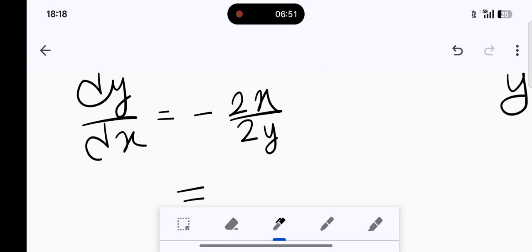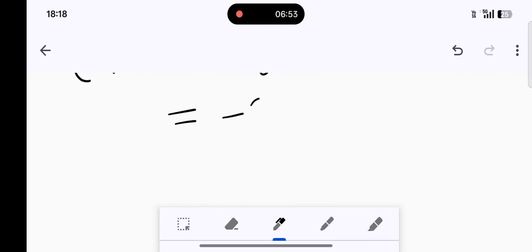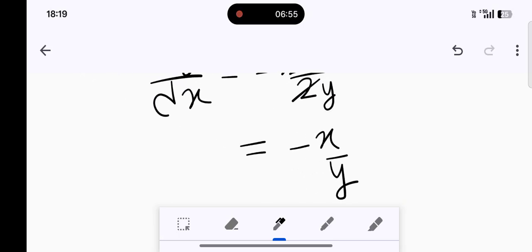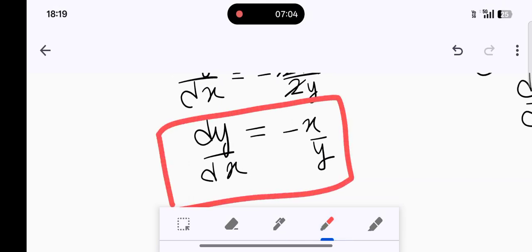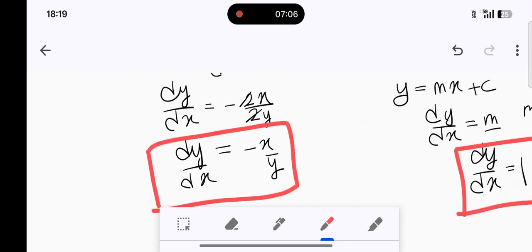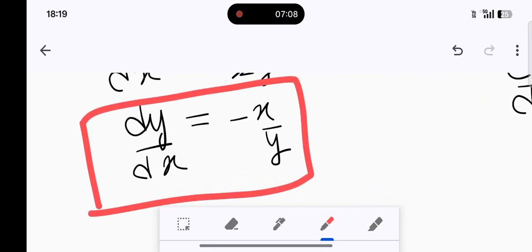So this will be minus x by y, and this is dy by dx. Now hopefully it is visible to you, and this is the differential equation for a circle. Hopefully you can understand. If you can't replace, in that case you have to differentiate it two times.